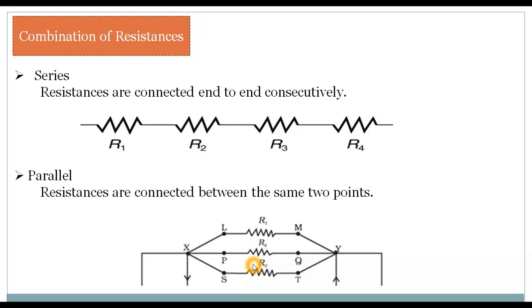Now, if we want to increase the resistance, then the individual resistances should be connected in series, because by connecting them in series, total resistance will increase. And if we want to decrease the resistance, then the individual resistances are connected in parallel, because by connecting them in parallel, overall resistance decreases. Now, let's derive the formula for combination of resistances in series as well as in parallel.